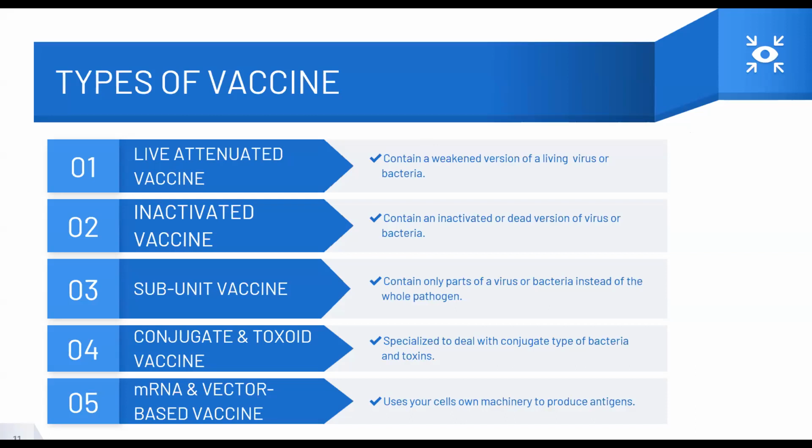Okay, sorry sir. Live pala yun. Live attenuated. So may kaapat is conjugate and toxoid vaccine, specialized to deal with conjugate type of bacteria and toxins. Makalima is mRNA and vector-based vaccine, uses your cell's own machinery to produce antigen. So ito yung mga types ng vaccine natin. So next sir.